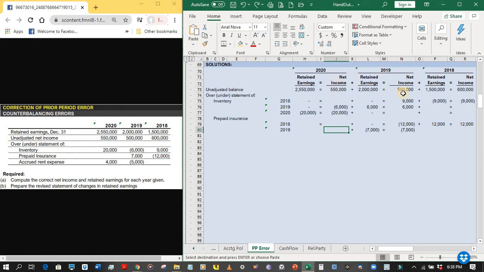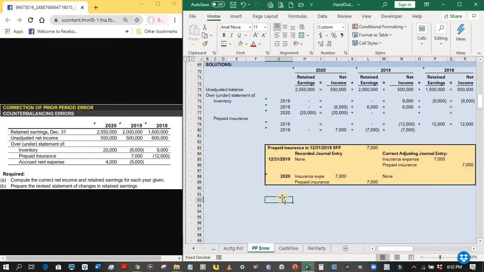So if the net income in 2019 is overstated and the net income in 2020 is understated, and both of these net incomes are closed to the retained earnings as of the end of 2020, it means that the understatement and overstatement have already offset as of the end of 2020. So in order to correct the understatement of the 2020 net income, we need to add 7,000 pesos. And again, since the retained earnings in 2020 is already correct, there are no more adjustments in retained earnings.